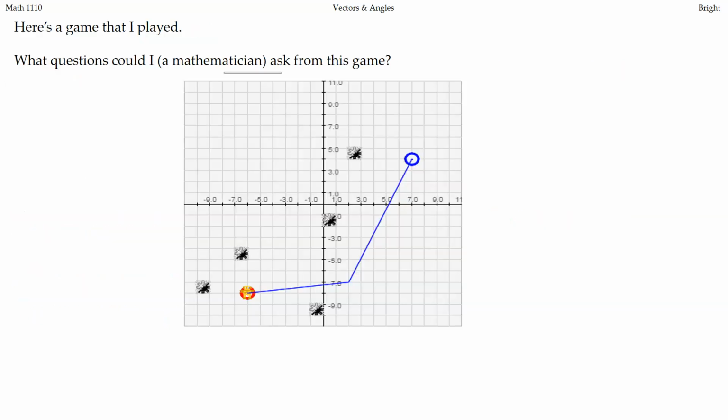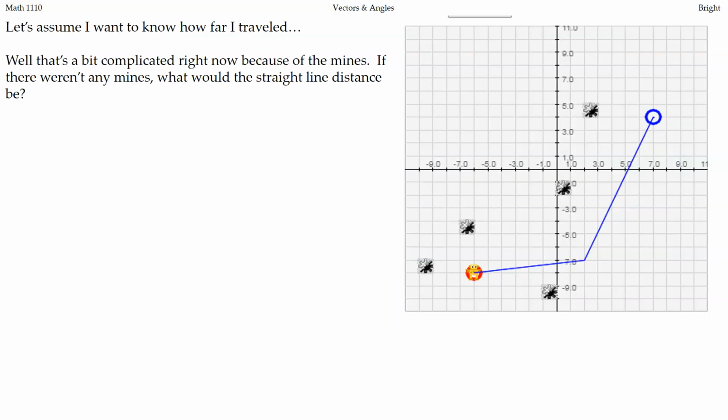But when I played it, here was a game that I played, and I'm just wondering, as a mathematician, what can I ask about this game? I'll just give you a moment here to think about those questions that you could ask. Well, as you were thinking, the likely question that you came up with was, how far did you travel? The path that I traveled is illustrated in blue, so I moved from the blue target in the upper right to the red target in the lower left, where my little creature is. And I couldn't have gone straight because of the mines, right?